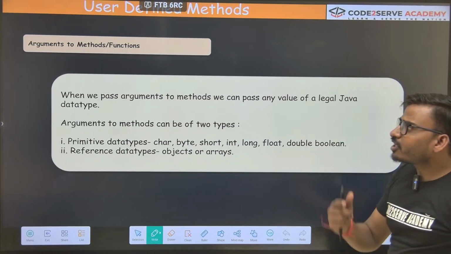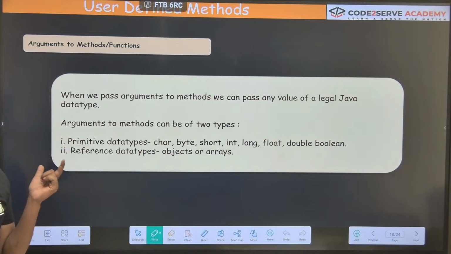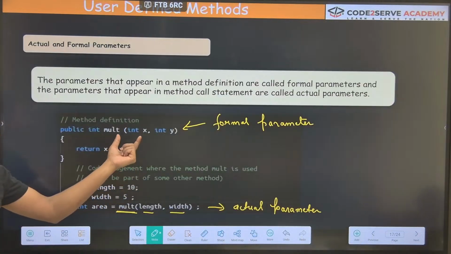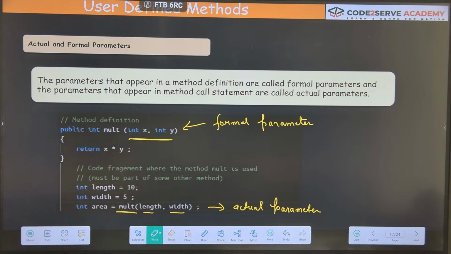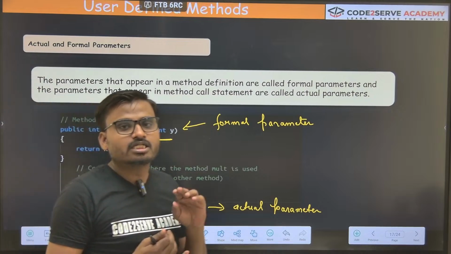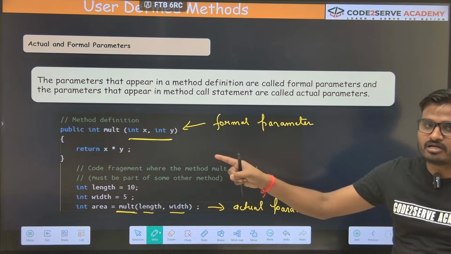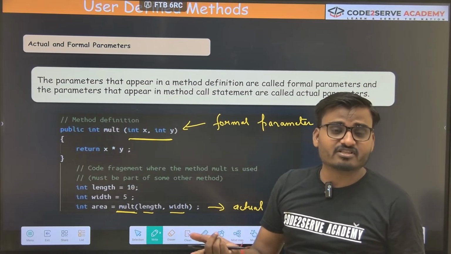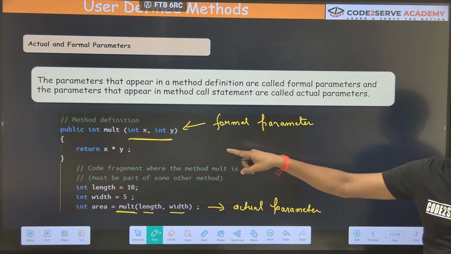Next, argument to a method function. So you can see over here, I have already told you whatever argument we are getting over here, it can be either the primitive data type, that is all the data types that you have learned: integer, double, float, boolean. So all the data types can be a parameter. Apart from that, non-primitive, that is the reference type, can also be a parameter of a function.